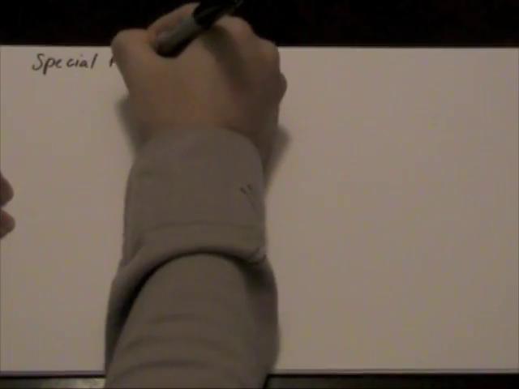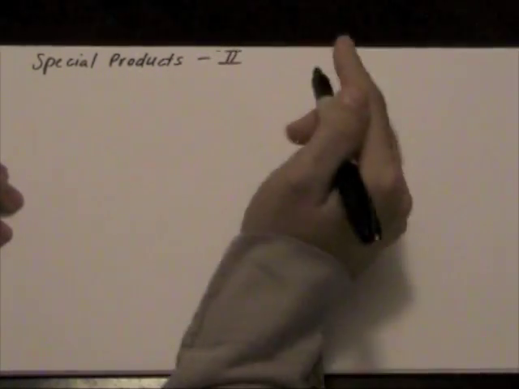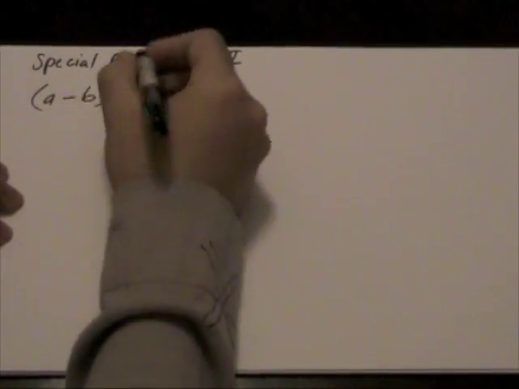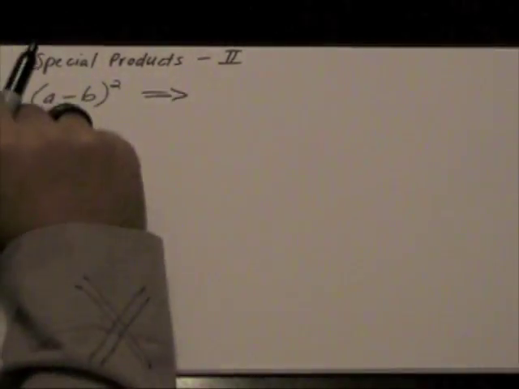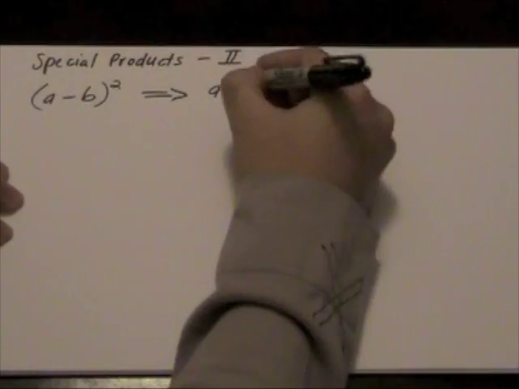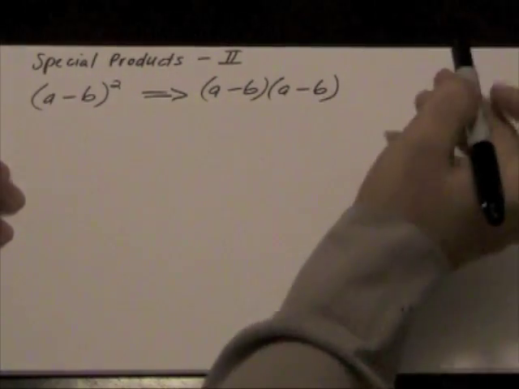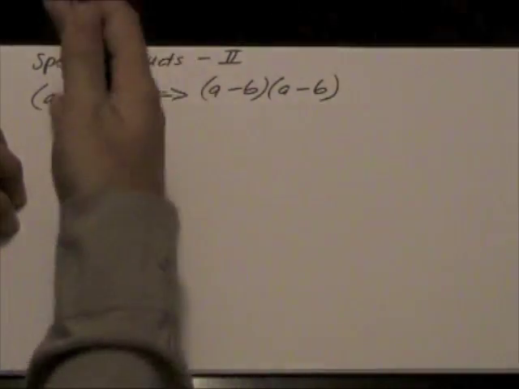Special Products Part 2. In this Special Products Part 2, we're going to be looking at something similar to what we saw in Part 1. The only difference is what happens when the binomial is A subtracted by B, all squared. So, just like we did before, we are going to FOIL the following expression. We FOIL it by expanding the expression. A minus B all squared means that A minus B is being multiplied by itself.